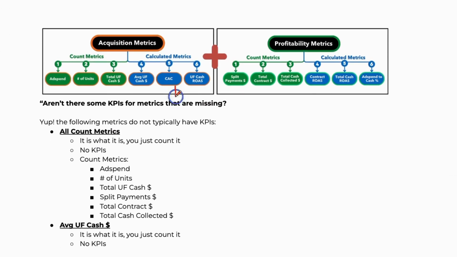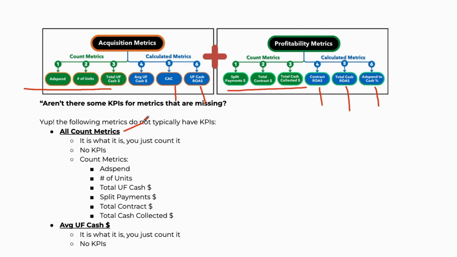We went over CAC, upfront cash ROAS, contract ROAS, total cash ROAS, and ad spend to cash. Wait a second, what about these other metrics? These other metrics do not have KPIs, because you typically do not have KPIs around count metrics. Count metrics, you literally count them. It is what it is, right?